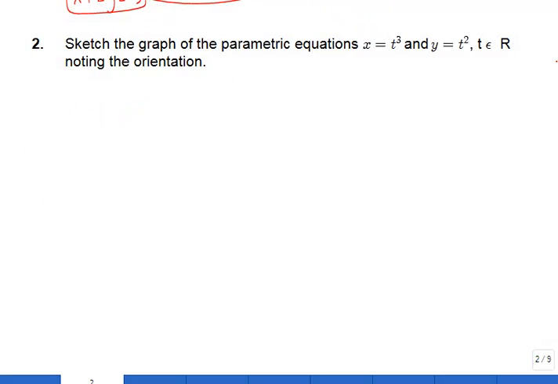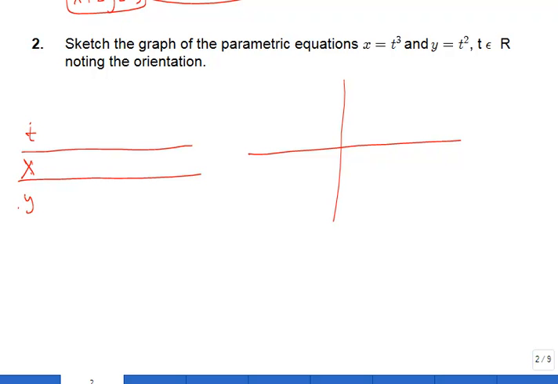Let's sketch the graph of the parametric equations x equals t cubed and y equals t squared, where t is all real numbers, noting the orientation. So what we're going to do here is make a graph, and in order to see what our graph is, it's always a good idea to make a table of values. So I'm going to let t vary, and I'm going to find out what x and y are. And remember here that x is t cubed and y is t squared.